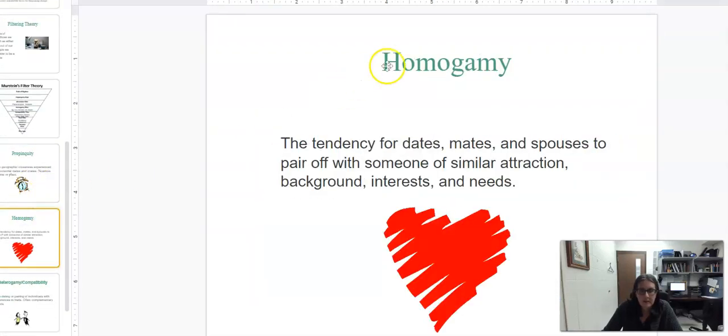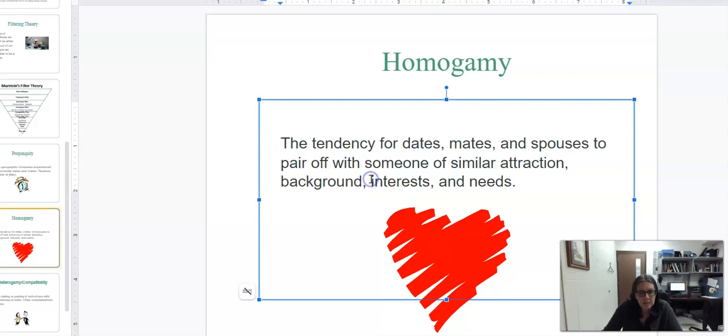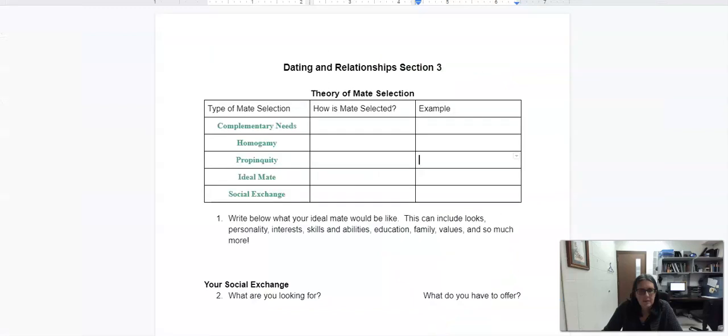And then homogamy is a tendency for dates, mates, and spouses to pair up with someone of similar attraction, background, interests, and needs. Okay, so it's just how similar might you be. So you put that as a definition. Example, you could have so many different examples. You could go by based on interest. You know, if someone really is into soccer, maybe you are attracted to someone else that is interested in that too. That's for the homogamy on there.